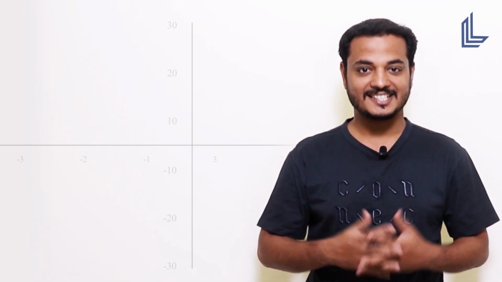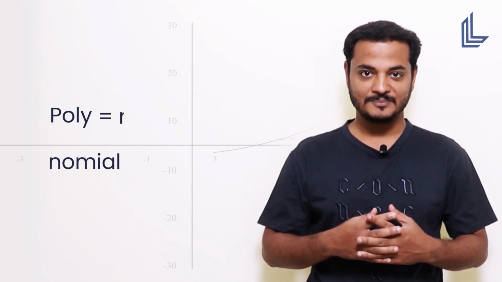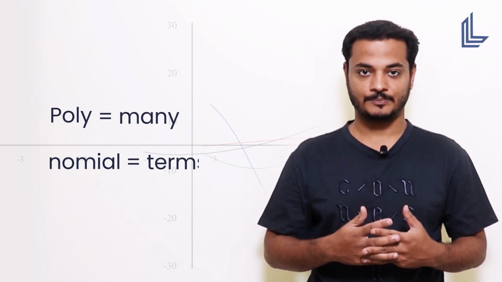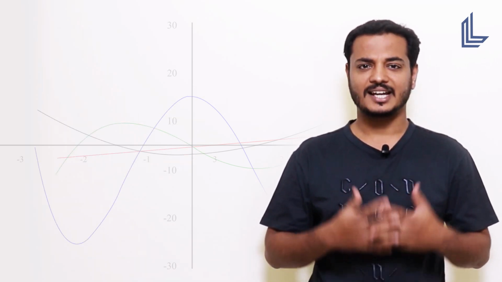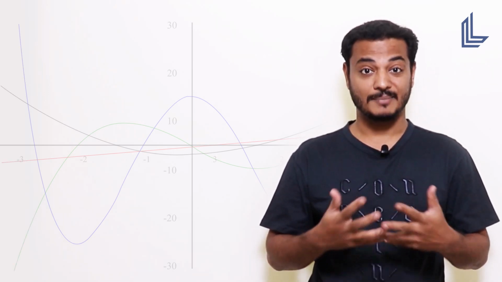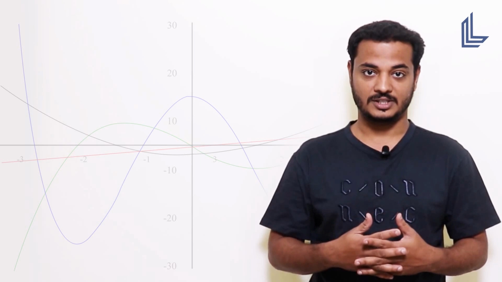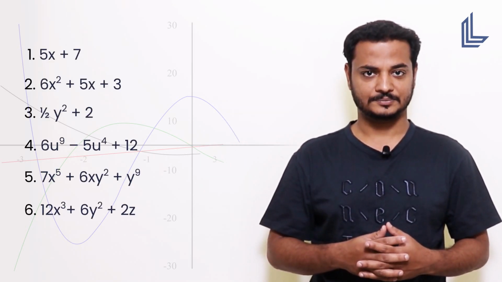Now that you are ready, tell me, what do you mean by polynomials? Poly means many and nomial means terms. So basically, polynomial is an algebraic expression that has a combination of various terms. These terms could be a mix of variables and constants. Here are a few examples of polynomials.